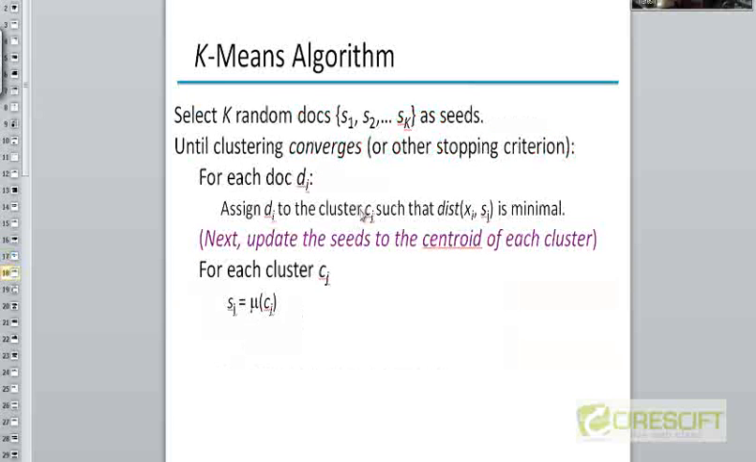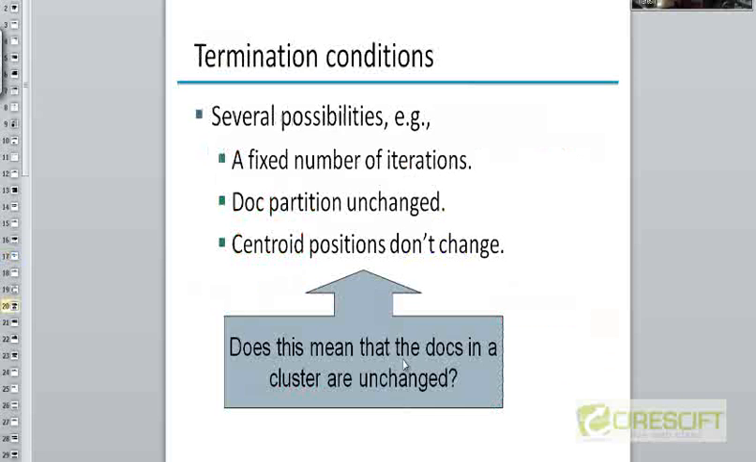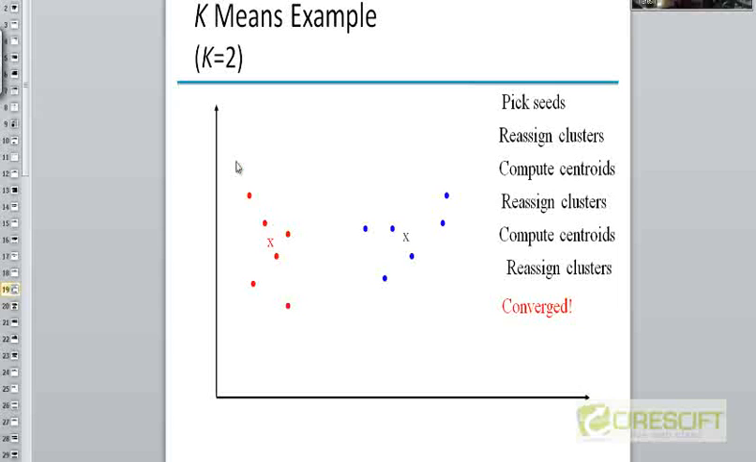So how exactly does k-means clustering work? Well, let's look at this example.